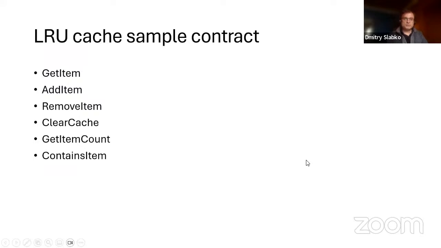So let's start with a sample contract of a class that implements LRU cache. And let's review the operations. Of course, we need to get an item. We need to put an item. We may want to remove an item. We may want to clear the cache. We may want to get the current item count. And we may want to check if a particular item is in the cache or not. So essentially, we have 6 operations to implement.